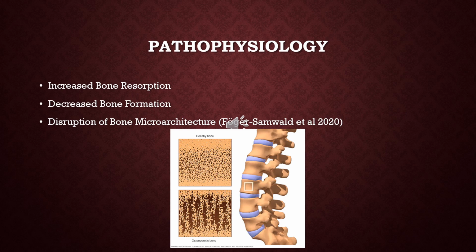In osteoporosis, there is a decrease in bone formation by osteoblasts. This could be caused due to factors such as aging, hormonal changes, vitamin D deficiency, and medications. Lastly, there's a disruption of bone microarchitecture in osteoporosis. Normally, the bone structure is spongy, but with osteoporosis, it becomes thin and porous, reducing bone strength and increasing the risk of fractures in weight-bearing bones such as the spine, hips, and wrists.